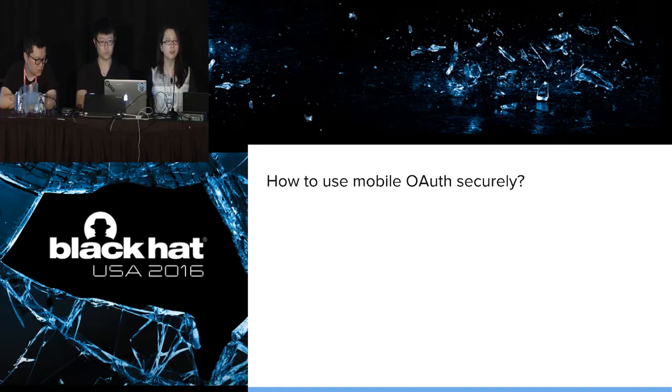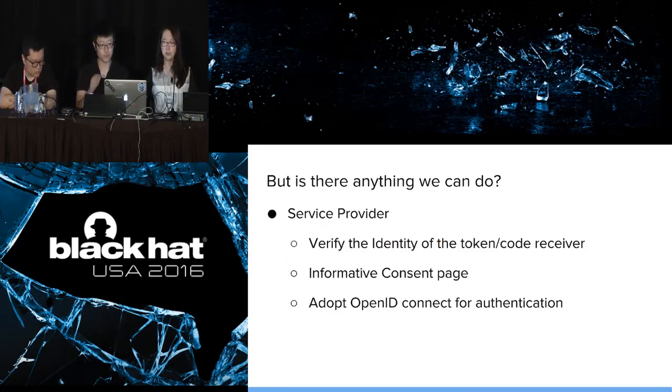How to do mobile OAuth securely? The answer is it is very, very hard. But we don't want to discourage people from using mobile OAuth because it's very widely used and it's so useful. Is there anything we can do? So, if you are a service provider, you should remember this checklist. First, you want to verify the identity of the secret information receivers, like the token or the code. Also, you want to provide an informative consent page. Third, you should consider using OpenID Connect for authentication.